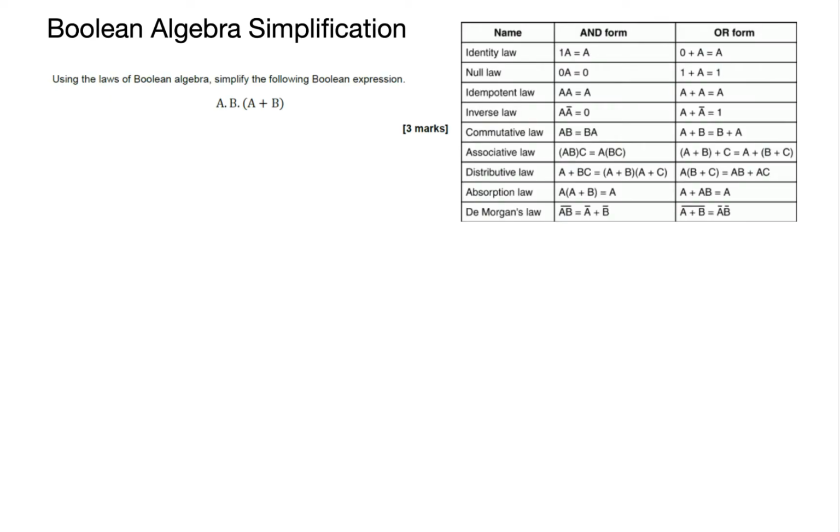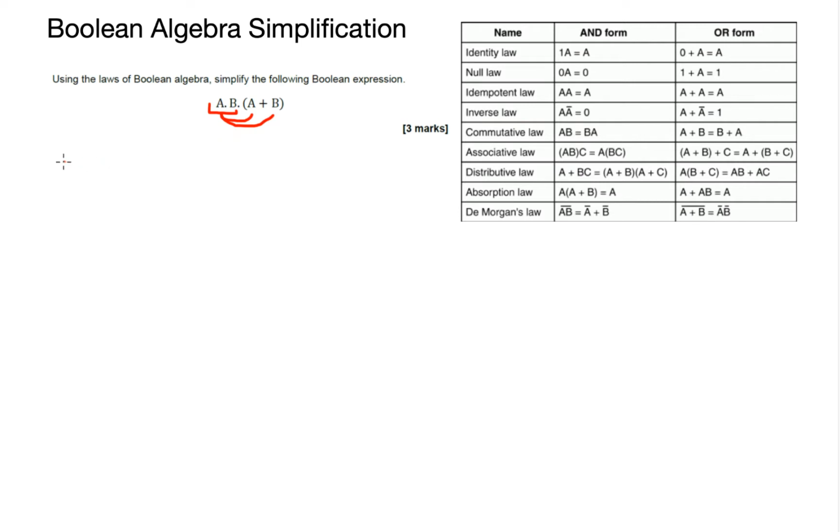In this question, we have to simplify A and B, ANDed with A or B. And this is worth 3 marks. So where do we first start on this one? Well, my advice would be, if you're not sure what to do, you can always try and expand the brackets.